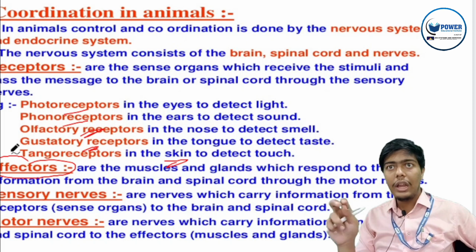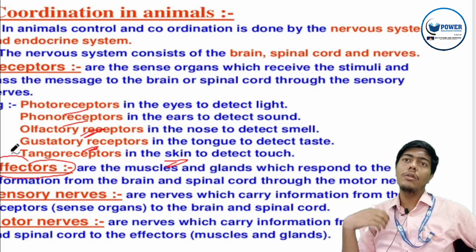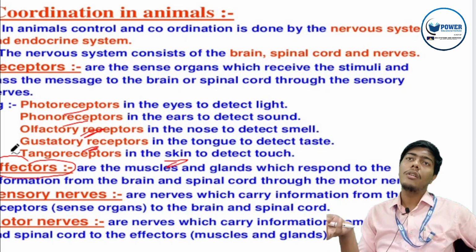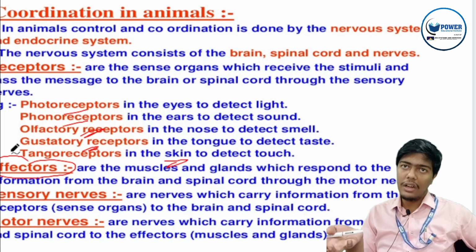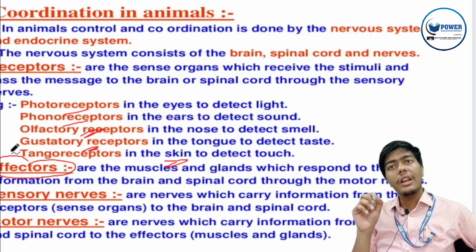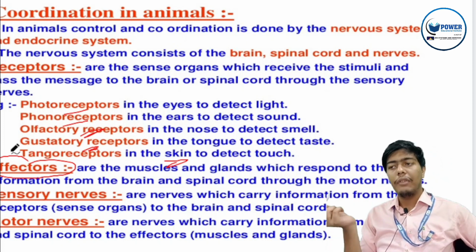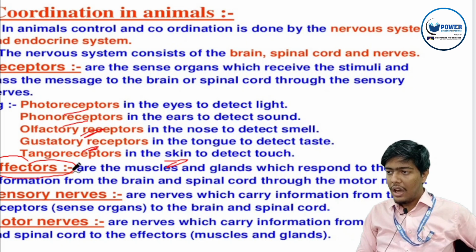Or in any situation where secretion is needed, like you have eaten a piece of biscuit, so your body starts secreting the digestive enzymes. So here the glands are acting as an effector organ. So these are important to know about receptor and effector.